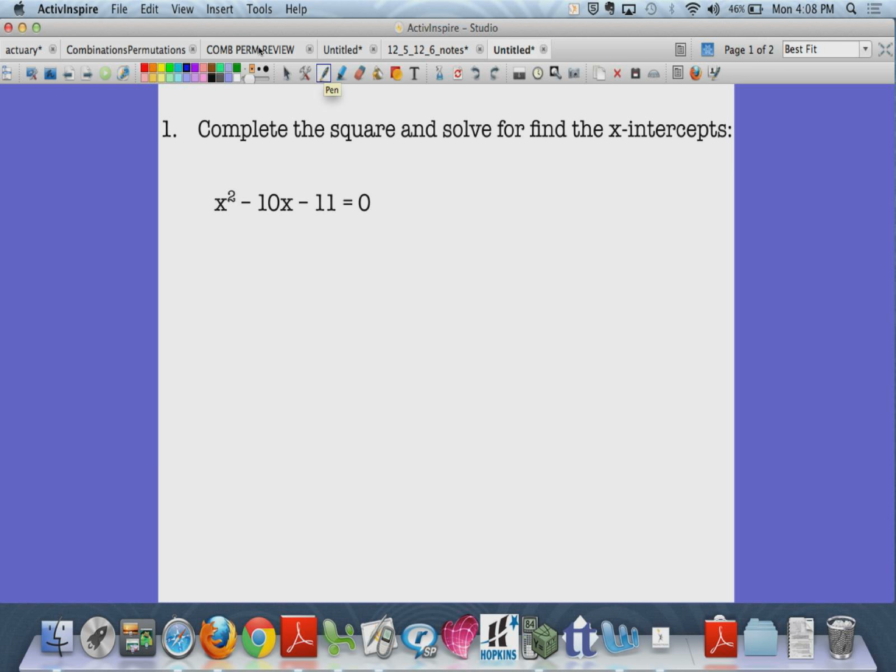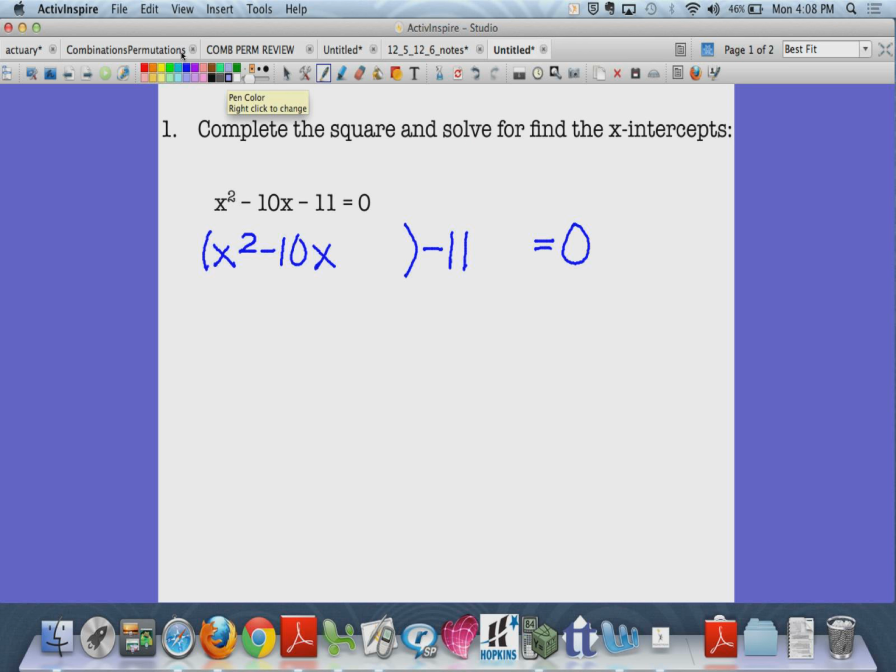Here's the first example from your note packets. We're going to complete the square for this example and then find the x-intercepts. The first thing we want to do is rewrite the equation with the first two terms grouped, leave a big space here, and put the negative 11 off to the side, also with a big space before you write 0.